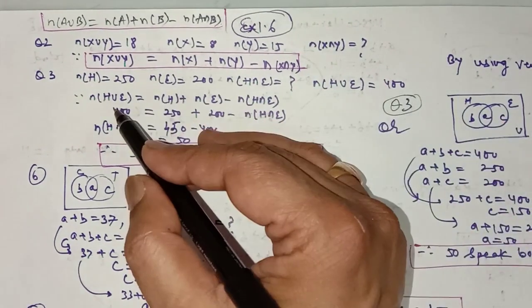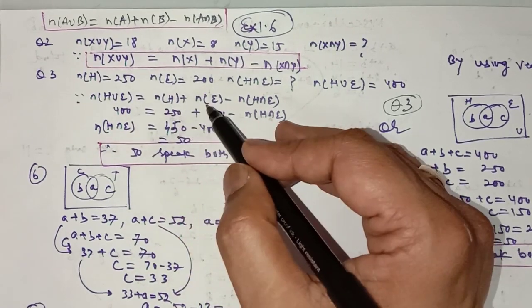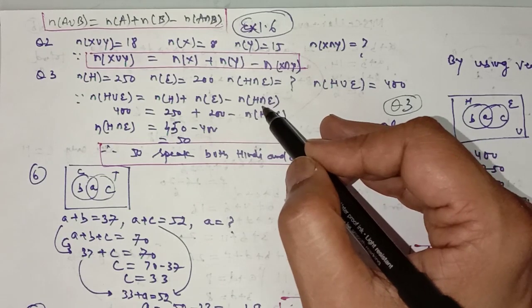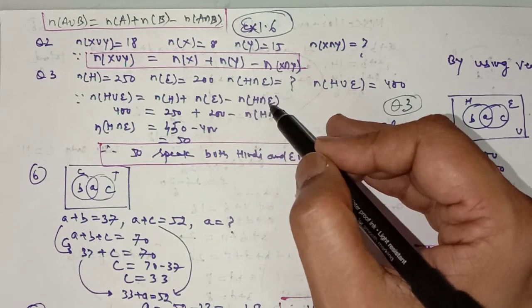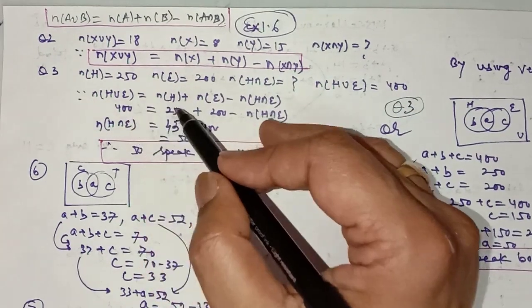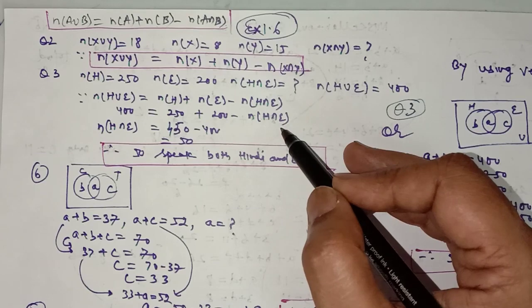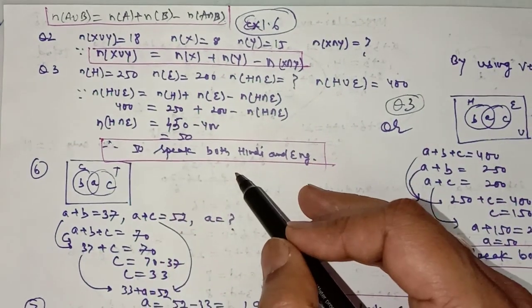So use this formula: cardinal number of Hindi union English is equal to cardinal number of Hindi plus cardinal number of English minus cardinal number of Hindi intersection English, meaning the number of persons who are speaking both the languages. So replace the union H or E, you will get Hindi intersection English, that is the number of persons who speak both Hindi and English. You have to write this in the end in the statement.